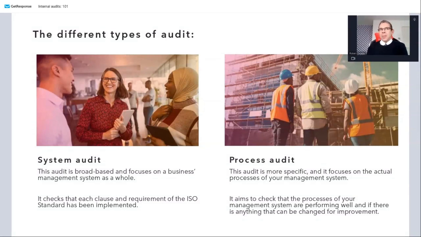And just to give everybody a bit of extra information, there are different standards like the 14,001 for environment and the 27,001 for information security. They will have different elements within them. So effectively, that system audit will make sure that all those criteria, no matter what standard you're looking at, are being looked at and assessed.